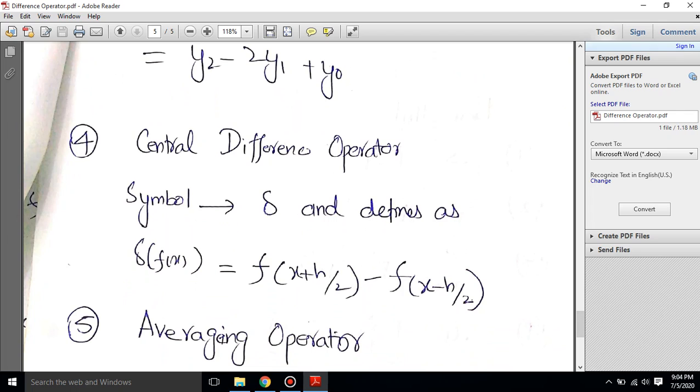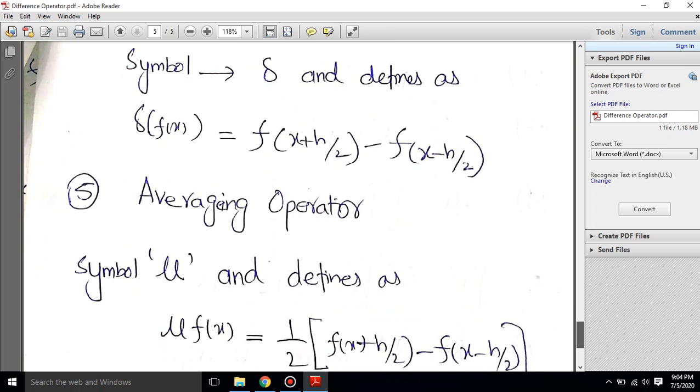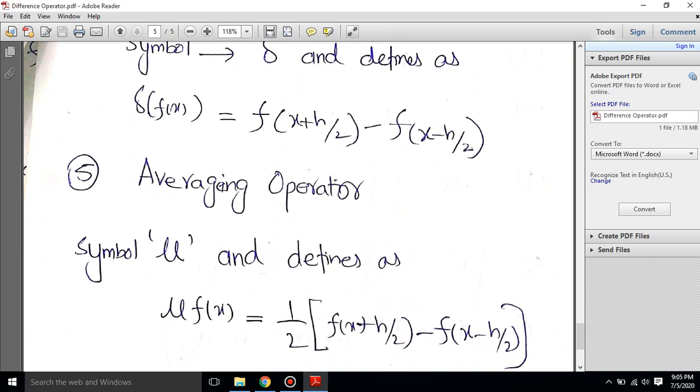The first one is called the central difference operator, which will be represented with the symbol delta. When we apply this delta to a function f of x, it will give you f of x plus h by 2 minus f of x minus h by 2, where h is the fixed length here. There is another operator called the averaging operator, represented with the symbol mu, defined so that when we apply it on a function f of x, it will give you 1 over 2 times f of x plus h by 2 plus f of x minus h by 2.